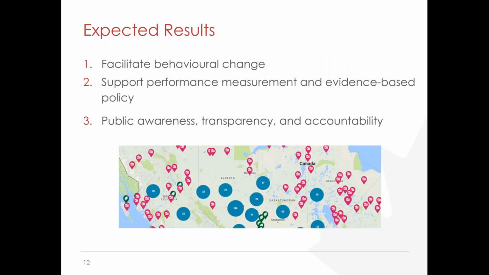Now, there are a number of outcomes that the use of the lens will support, but at a high level, there are three outcomes that are key. So one, we want this to support behavioral change. We want to see a mainstreaming of the integration of climate change mitigation and adaptation consideration in infrastructure decision-making. Two, performance measurement and evidence-based decision-making. So we hope that over time, the results of these assessments will help inform future infrastructure policy and programming. And finally, public awareness, transparency, and accountability.